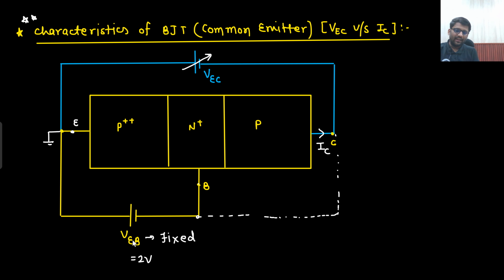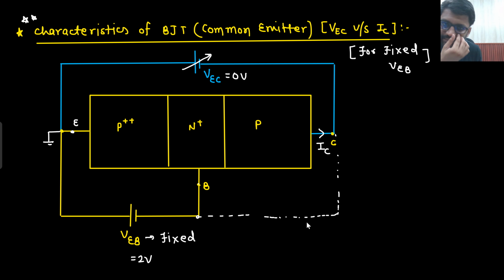So let's get started. I will assume VB is fixed. First, what we need to do? We need to draw VEC versus IC for fixed VB. That means I will not be changing this potential. If I am saying that my VB is 2 volt, then it is fixed at 2 volt. So if my VB is fixed at 2 volt, then what will happen? Let's just say initially my VEC is 0 volt.